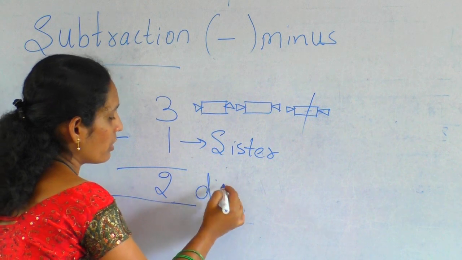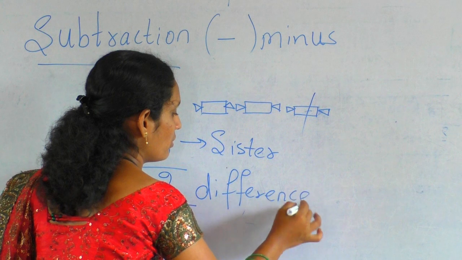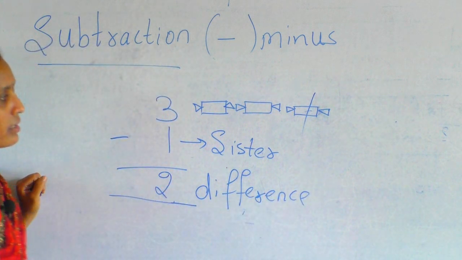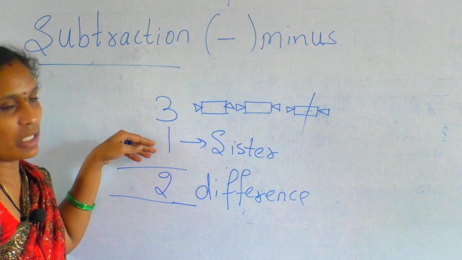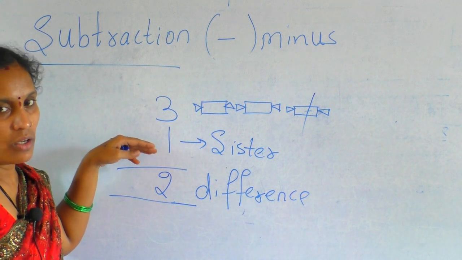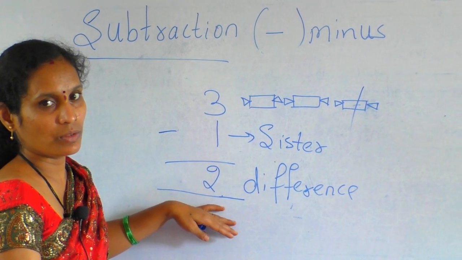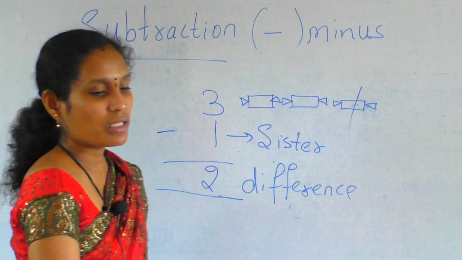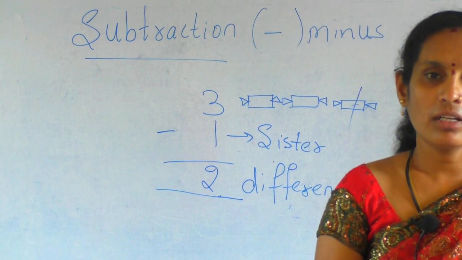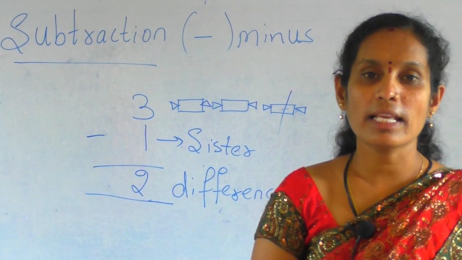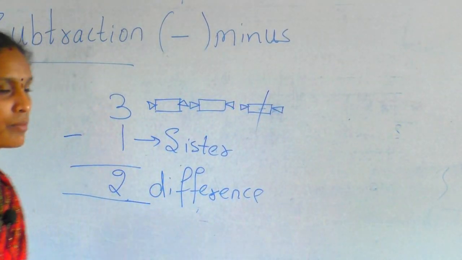This number we call the difference. It means you had 3 chocolates, your mummy gave 3 chocolates, in that 1 you gave to your sister. How many left? 2 chocolates left with you. Understood? This is the way of subtraction. Shall I give some more examples, or shall I give some more numbers to you?